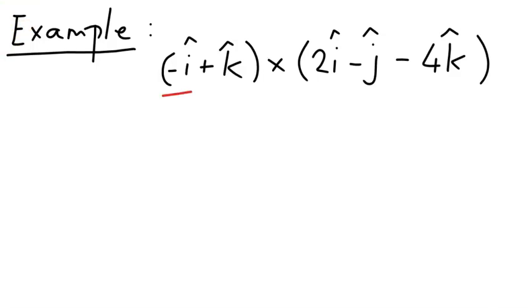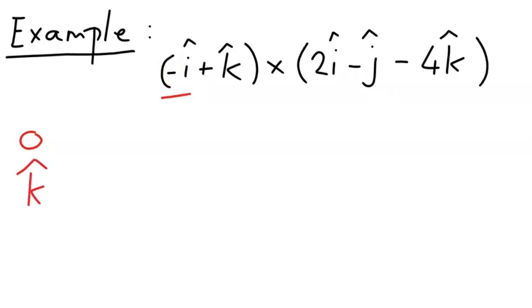Now first, i hat cross i hat, that's going to be 0. Next, i hat cross j hat, that is k hat, but you have a minus, and then minus becomes positive 1, so that means you just have k hat there. And then you have minus i hat with minus 4k hat. So i hat cross k hat is minus j hat. But you have minus 1 and minus 4, so that is 4. 4 times minus j hat is minus 4j hat.